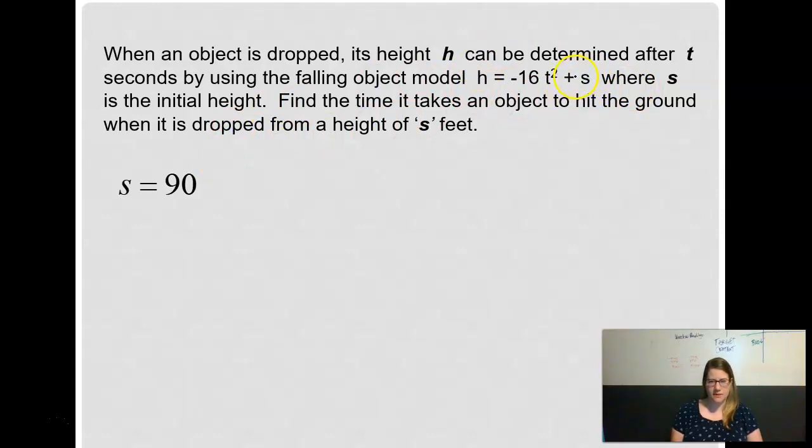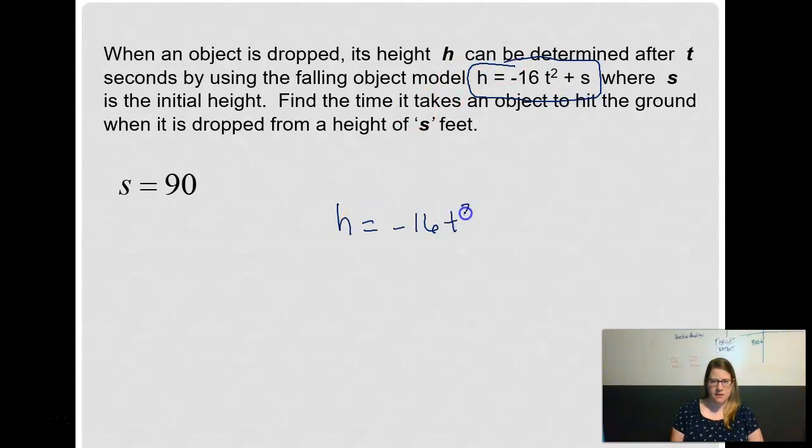So if I dropped it from 10 feet, it would be 10, whereas h is the final height, or the height of the object at time t. So maybe if I dropped it from a height of 10 feet, maybe after 1 second, it's down to 8 feet or something. Find the time it takes an object to hit the ground when it is dropped from a height of s feet. And in this case, s equals 90. So what we're going to do is take our equation here and replace s with 90.